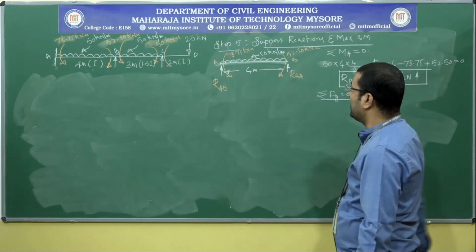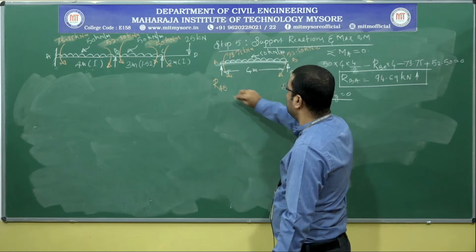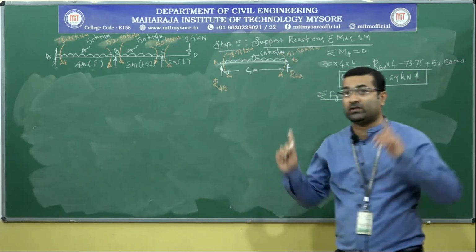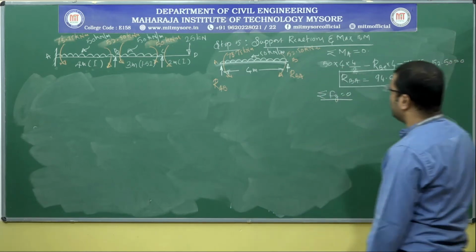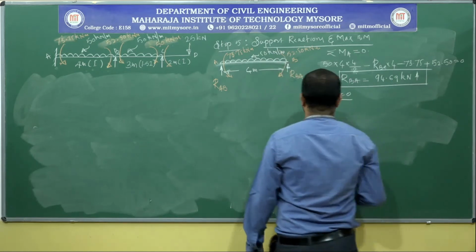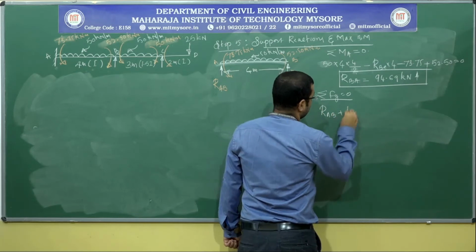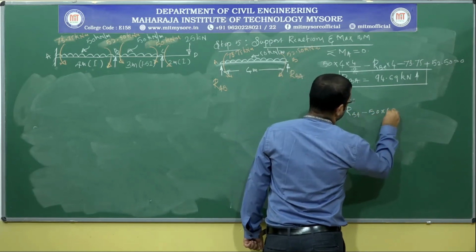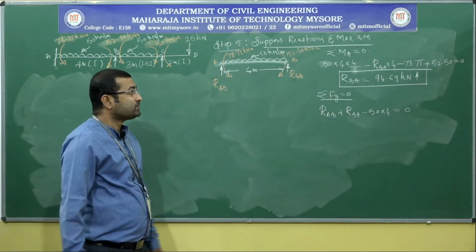If you look into the diagram, you can see that this 50 kilonewton is acting vertically downwards, whereas RAB and RBA, these two support reactions, are acting vertically upwards. So let us consider upward forces as positive and downward as negative. Then the equation will be: RAB plus RBA minus 50 into 4 equals 0.